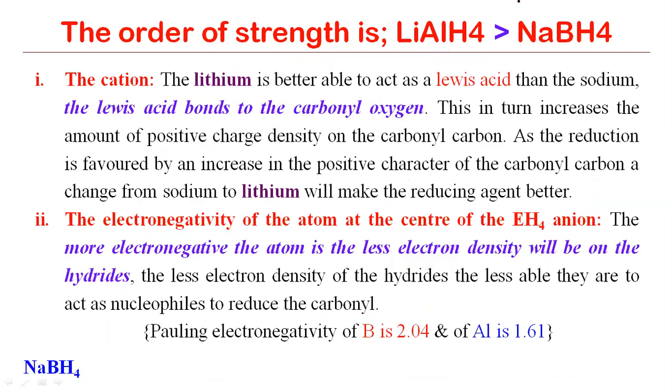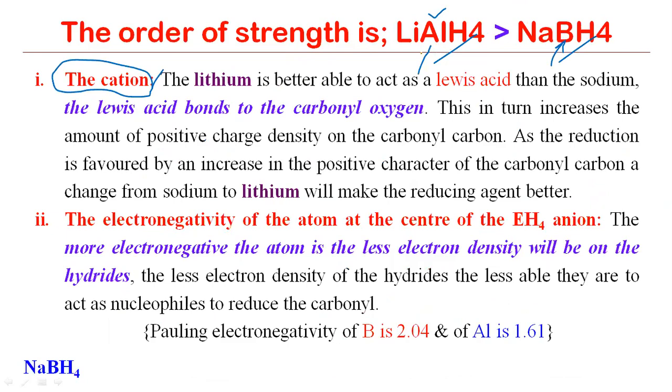Now, if someone asks why LAH is a stronger reducing agent than sodium borohydride, the first reason is the cationic size of the species. We have two cations: in the case of lithium aluminum hydride, we have aluminum, and in the case of sodium borohydride, we have boron. We know that the cationic size of aluminum is larger than boron, and aluminum is a better Lewis acid.